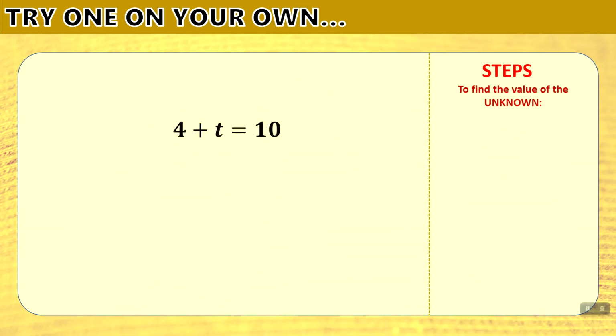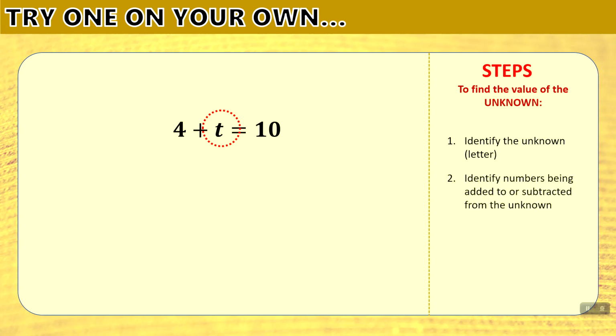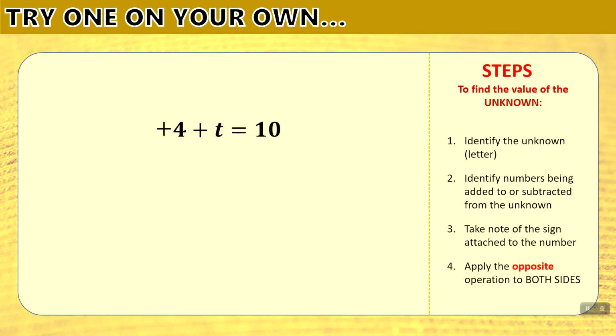What happens now if we rewrite the equation as 4 plus t equals 10? In this case, the t is not written first, but rather the number is written first. The steps are the same. We identify the unknown, t, and we identify numbers being added or subtracted. In this case, it is 4. We take note of the sign attached to that number. In this case, we don't see a sign, but we know 4 is really positive 4. And so to apply the opposite of a positive 4, we apply minus 4. Opposite of plus is minus.